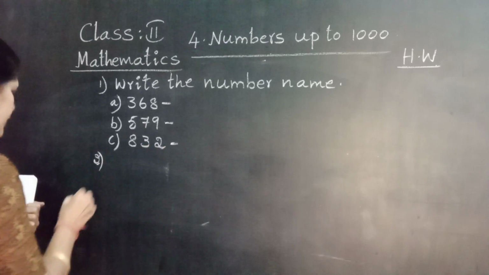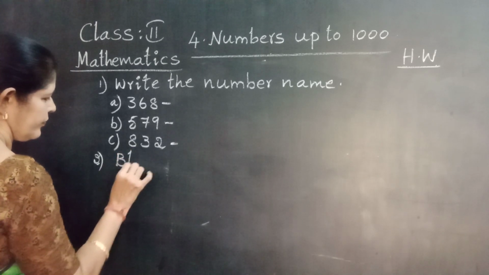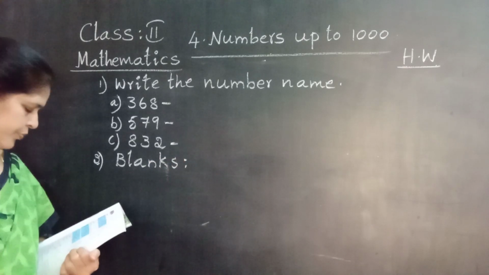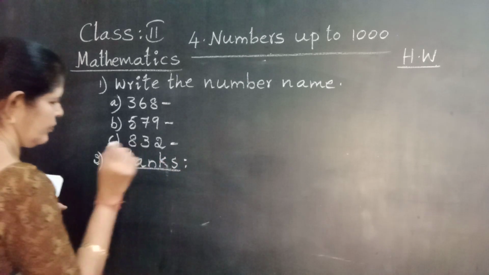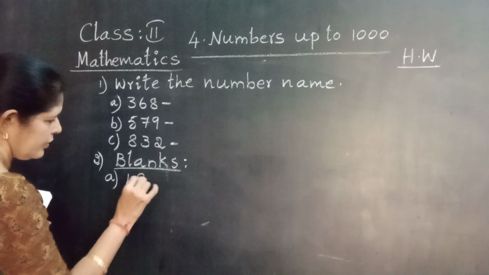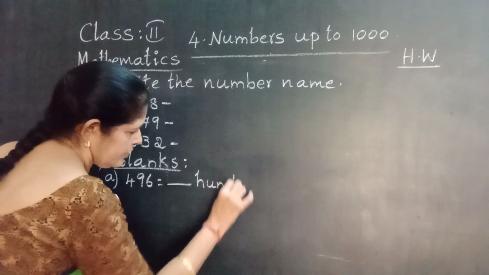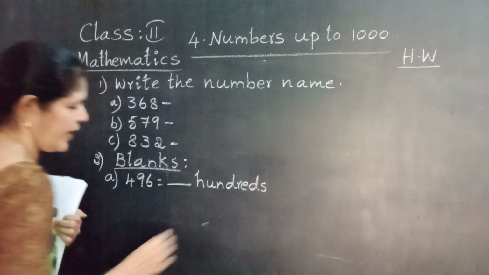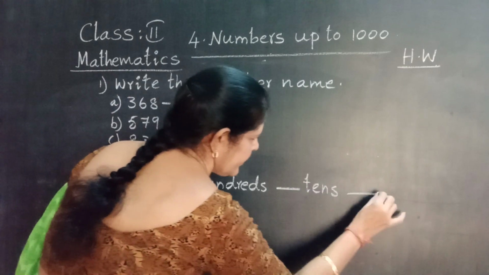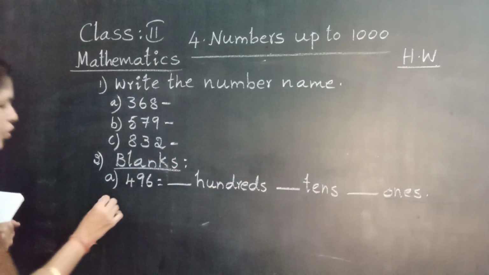Next, go to 2. Leave a line. Blanks. Okay? 8 4 9 6. Dash hundreds. Note down neatly. Dash hundreds. Dash tens. I think you get the idea. Dash ones. First note down. After that, complete the homework.